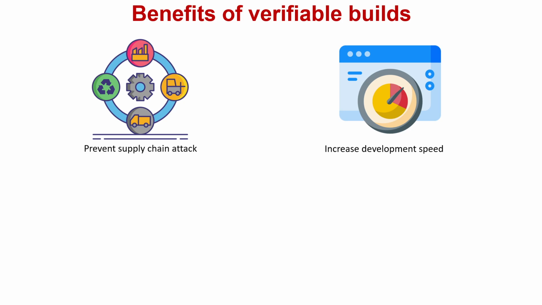Dependent packages do not need to be rebuilt, and dependent tasks do not need to be rerun if a rebuild of a package does not yield different results. This can significantly reduce build times and lead to faster development speeds and lower costs.